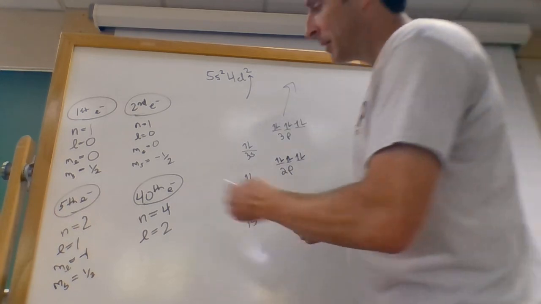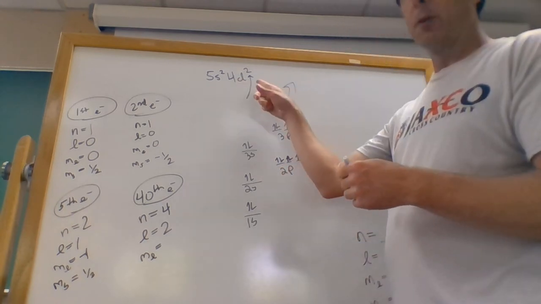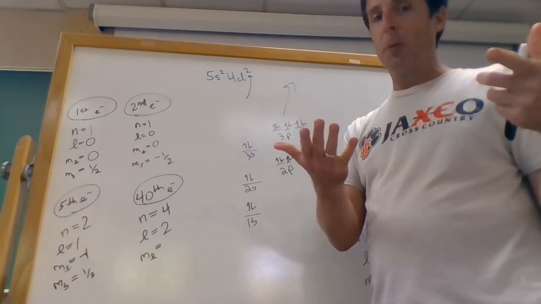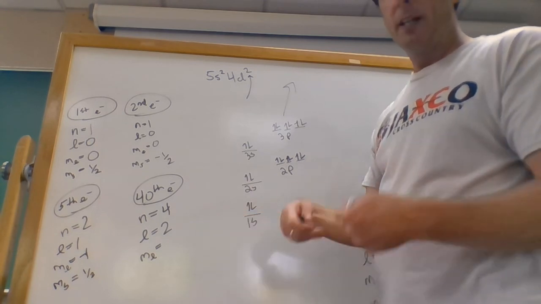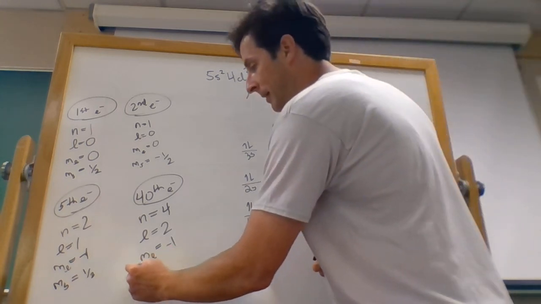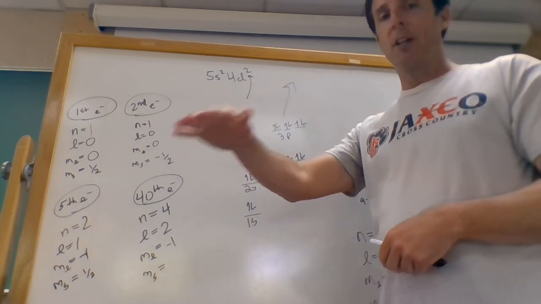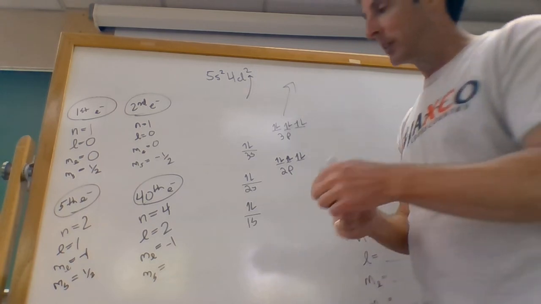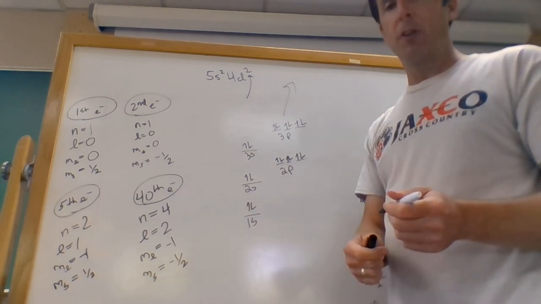So, M sub L. If I drew out the 4d orbitals, there'd be 5 of them, and as I start putting electrons in, remember it doesn't really matter which one I put it into. So M sub L, as long as I put something between -2 and +2, it has to be okay. So I'm going to put -1. And then M sub S. Again, you have a choice. You can put the first set of electrons in all pointed up, or you can put the first set of electrons in all pointed down. Personal choice. So I'm going to go -1/2 this time. So those are the quantum numbers of the 40th electron.